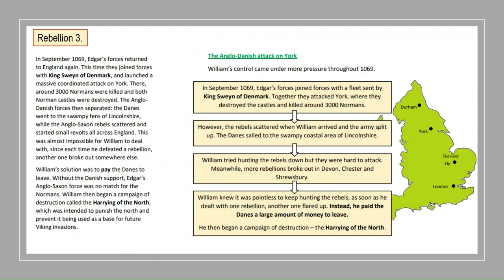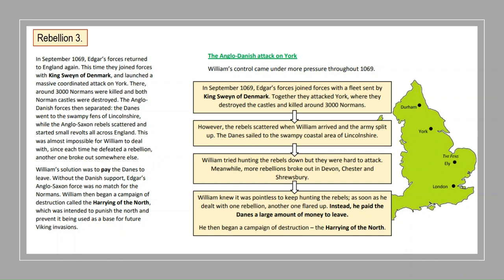Third rebellion is an Anglo-Danish attack on York. So Edgar's forces come back again. This time they're joined by King Sweyn of Denmark, and they launch a massive attack on York. 3,000 Normans were killed, and both Norman castles were destroyed, so it's a big rebellion. The Anglo-Danish forces then separated. The Danes went to the swampy fens of Lincolnshire, so they go south, while the Anglo-Saxon rebels scattered and started small revolts all across England.